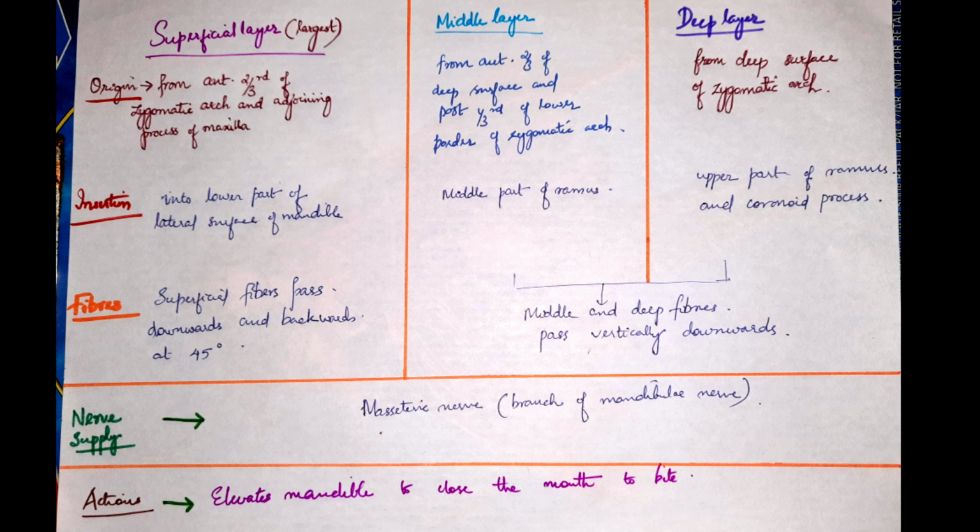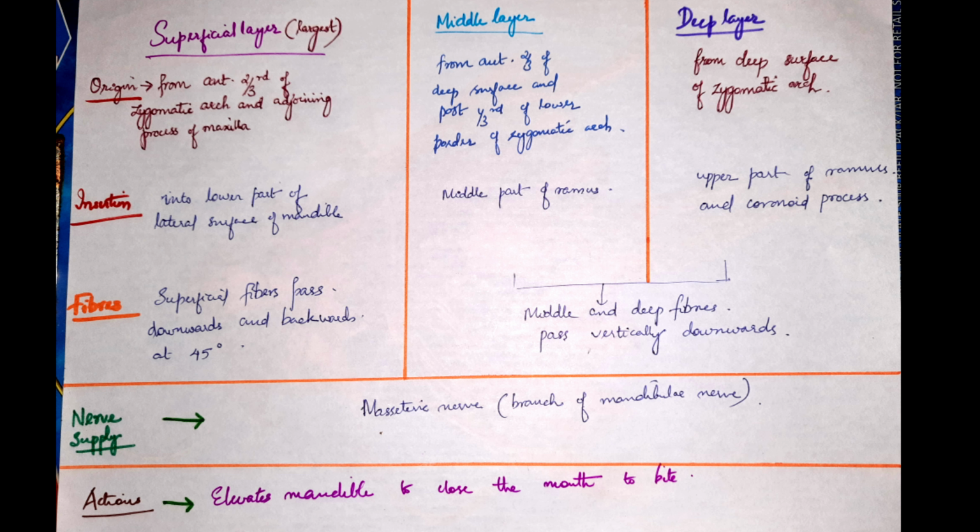Then second is the middle layer. They originate from the anterior two-thirds of the deep surface and posterior one-third of the lower border of zygomatic arch, and they get inserted into the middle part of the ramus.